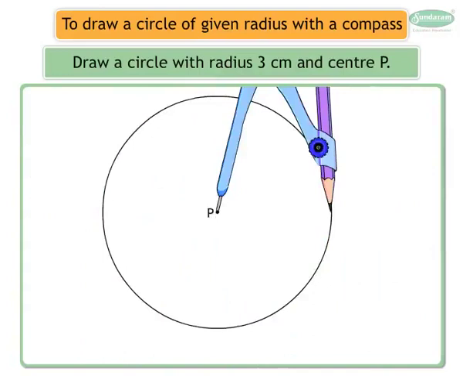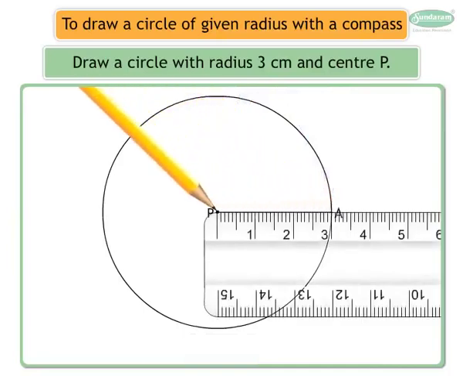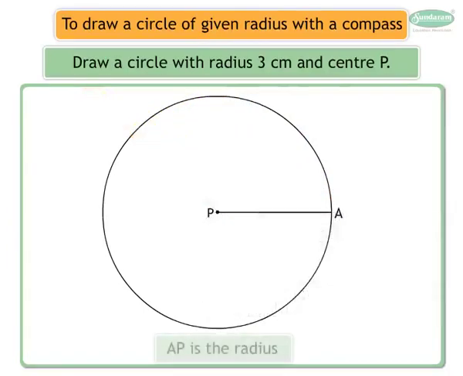The figure formed is a circle. Point P is the center. Let's draw any other point A on the circle and join A and P. Segment AP is the radius.